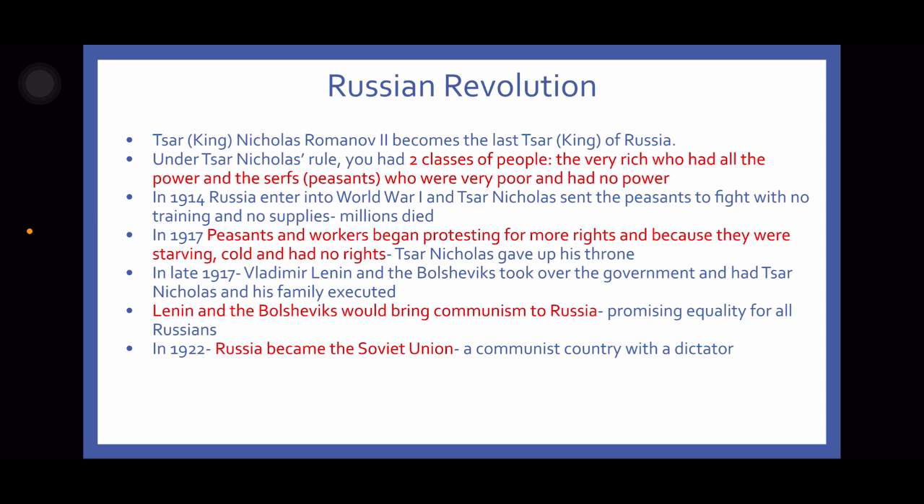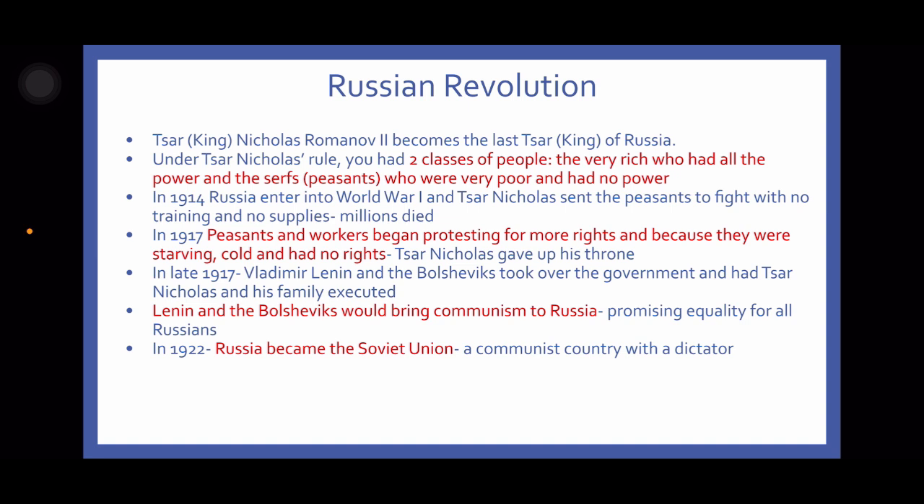In 1917, Vladimir Lenin and the Bolsheviks took over the government and had Tsar Nicholas II and his whole family executed. And of course, Vladimir Lenin saw what was going on in Russia and really liked the communist idea and decided to bring communism to Russia. He promised everybody that everything was going to be equal, rich and poor would be equal.